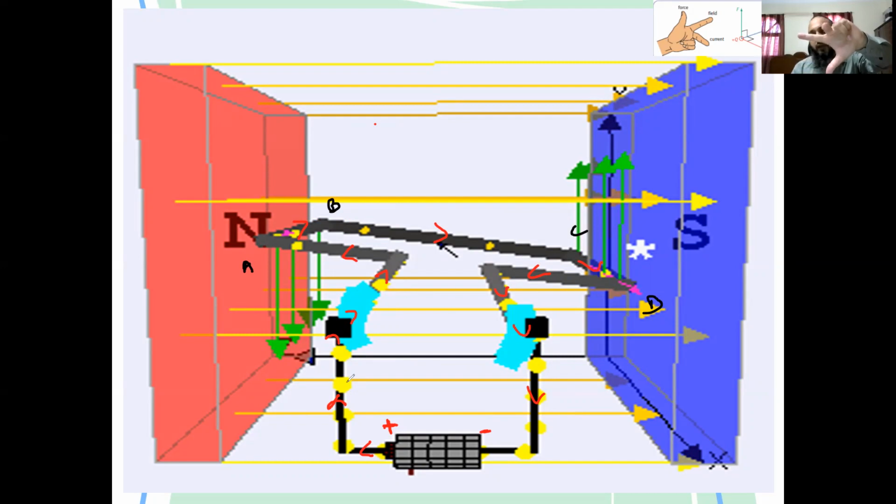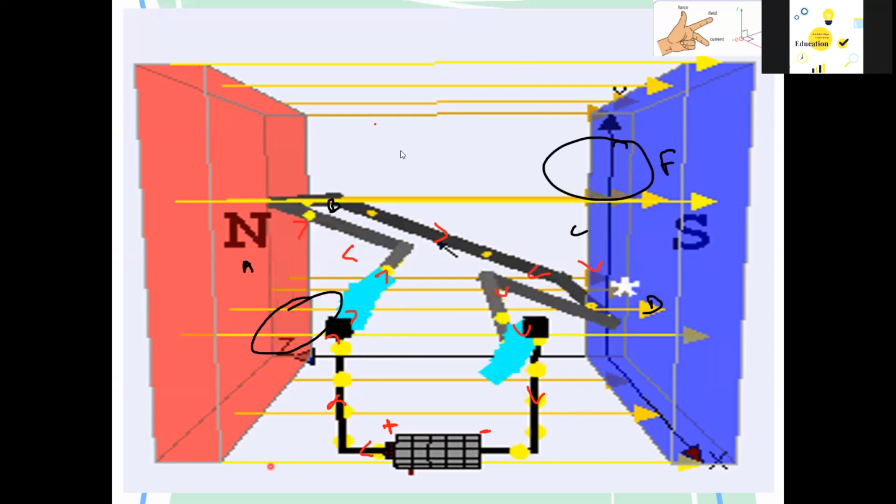So as a result, what will happen? There will be a downward force on side AB. And what about the force on side CD? Again, I will use the left hand rule. My index finger is pointing towards south. My second finger is pointing in the direction of the current, because for C and D, the current is out. Where my thumb is pointing, that is the force. So there will be a force upward. So there is a downward force on AB and an upward force on CD. As a result, this coil will start to rotate, and it will rotate continuously.